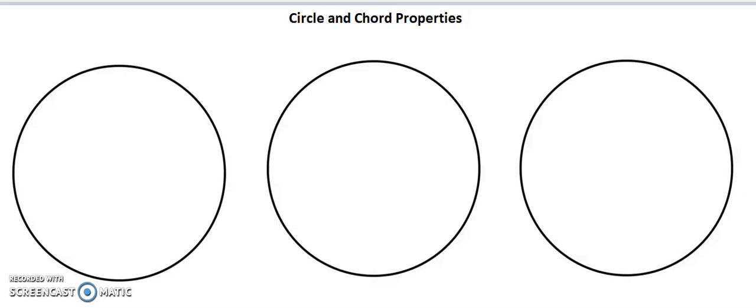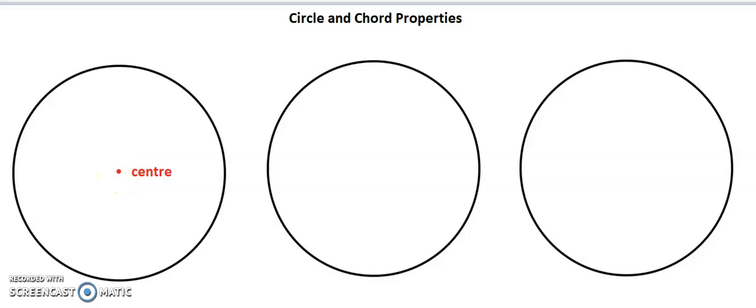Our focus today is on circles and chord properties. So the first thing we need to really understand is all the elements of a circle. So straight away we have a center point. Now, we know that we've got a center point. The next thing I want us to really be able to focus on is the next element.